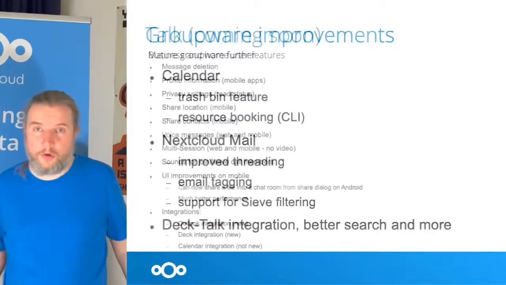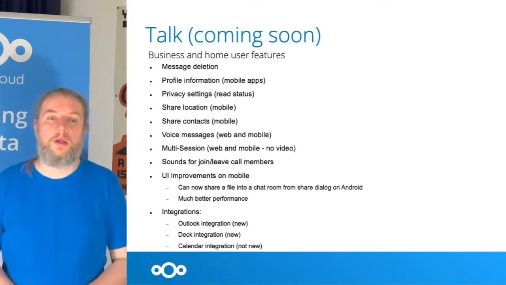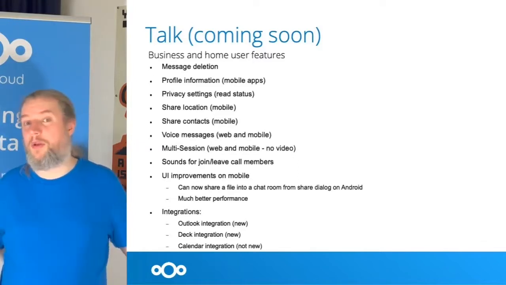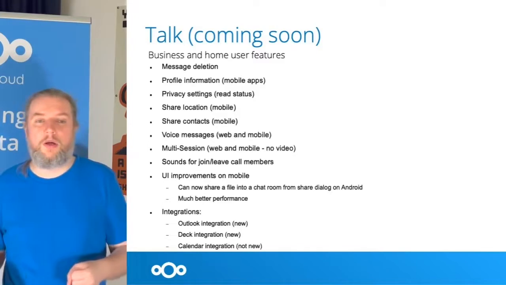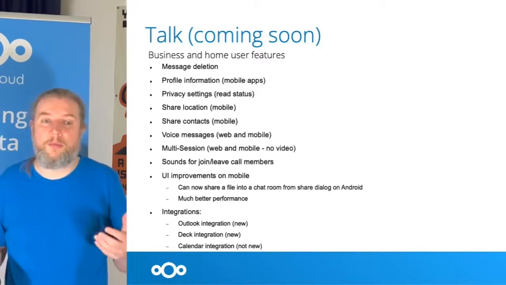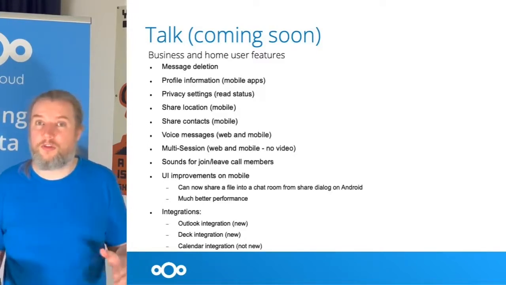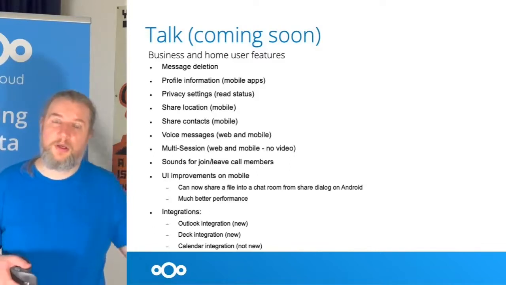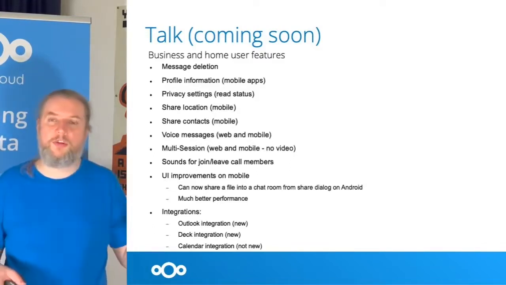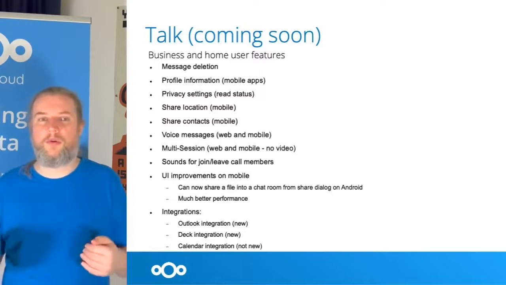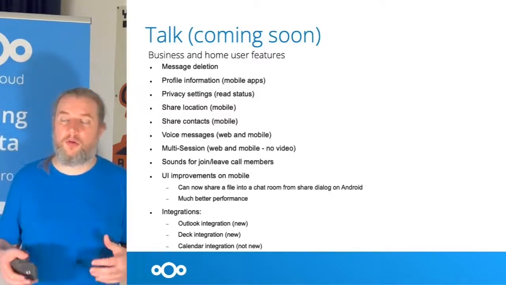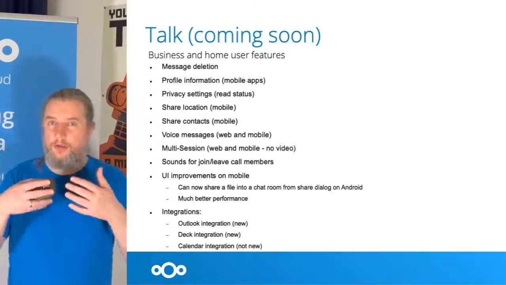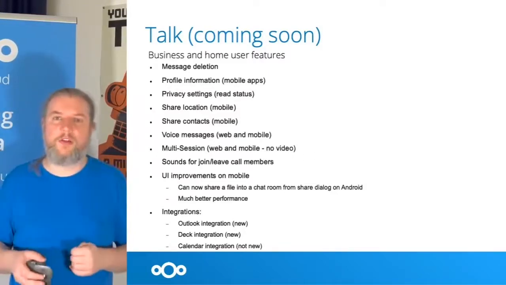Now, in Nextcloud Talk, a lot of work was done as well, mostly around both business and home user features. We introduced message deletion. We introduced profile information in the mobile apps, privacy settings. We have the read status confirmation that we introduced in 21, and now you can configure this. You have now the option to share your location on the mobile app. So then, there's a map location shared.